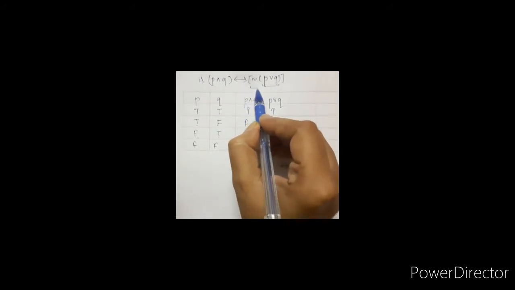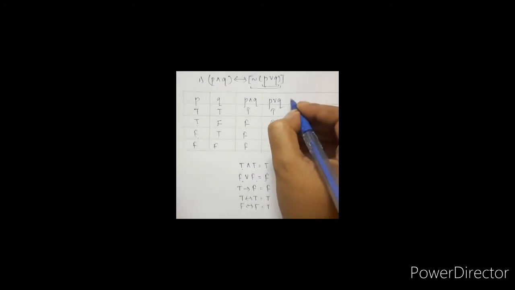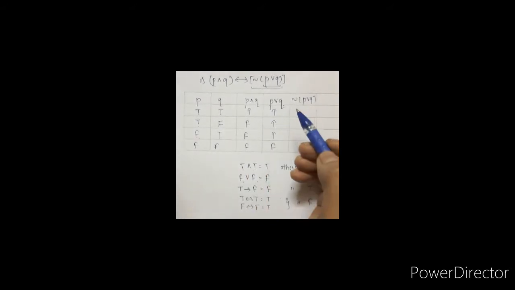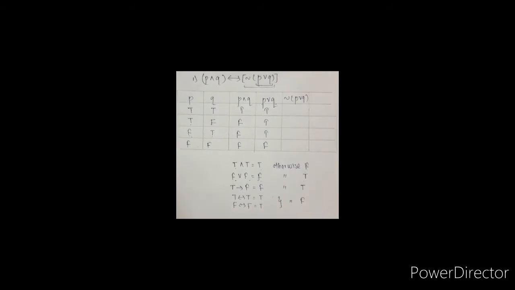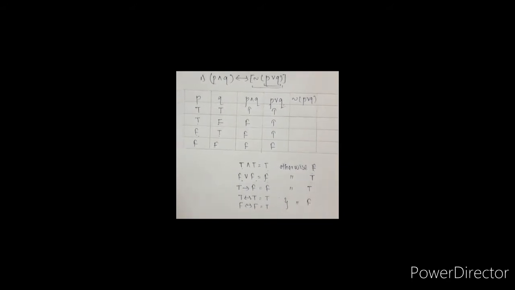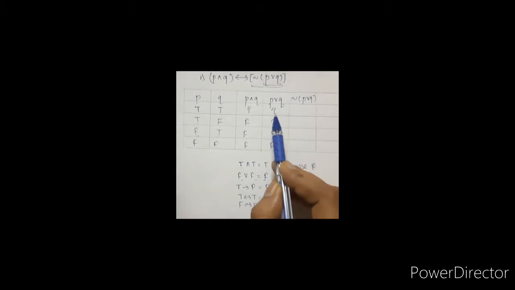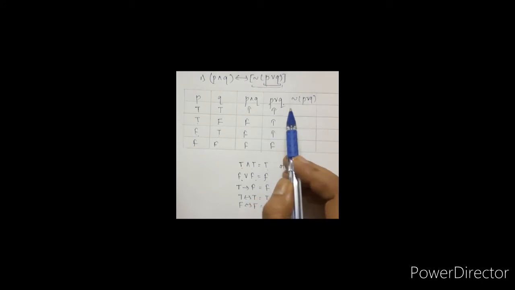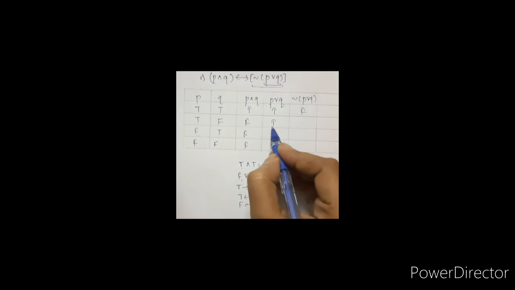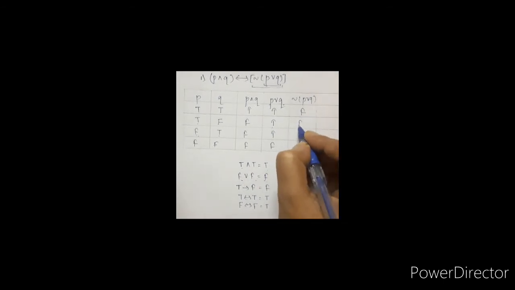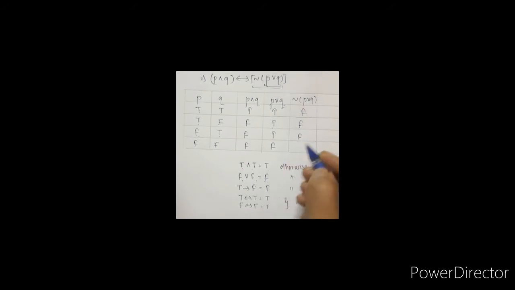So now we have to go for the entire bracket. In the entire bracket we have negation of P or Q. We already have P or Q, and we have to take the negation of that. Now what is negation? In negation, if your statement is true, the negation of that statement is going to be false, or if it is false, it will be true. So in the first case, it is true, so negation of P or Q is going to be false. Again in the second case, it is true, so this will be false. Again same thing. Now in the last case, it is false, so the negation of that will be true.